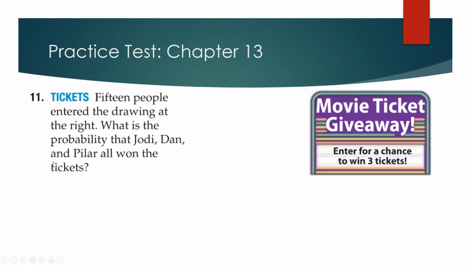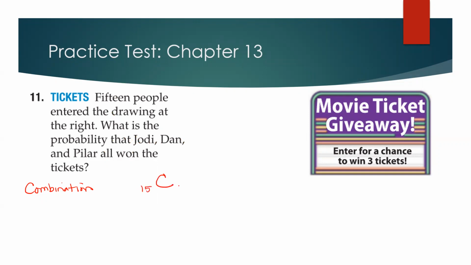All right, problem number 11 says 15 people entered the drawing at the right. Over here it says movie ticket giveaway, enter for a chance to win 3 tickets. What is the probability that Jodi, Dan, and Pilar all won the tickets? Okay, so this would be a combination. Order does not matter, like in the previous example where order mattered, that's why it was a permutation. It doesn't say Jodi has to win first and then Dan and then Pilar, just these 3 we want them to win. So we have a combination.